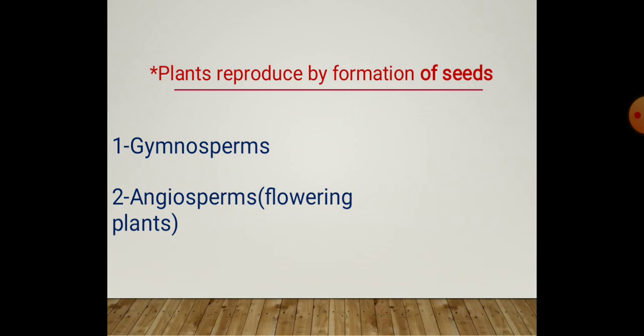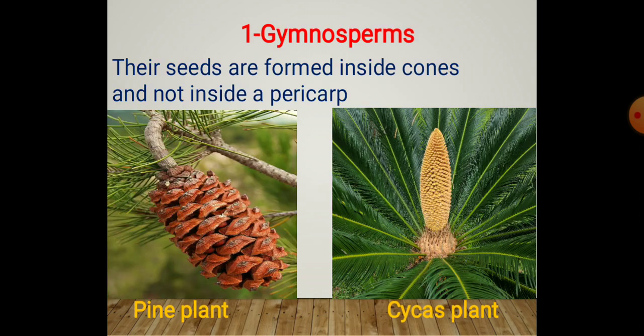And now we're going to talk about the plants reproduced by formation of seeds. We have two types of these plants. Number one, gymnosperms, and number two, angiosperms, or flowering plants. First, we'll start with gymnosperms.